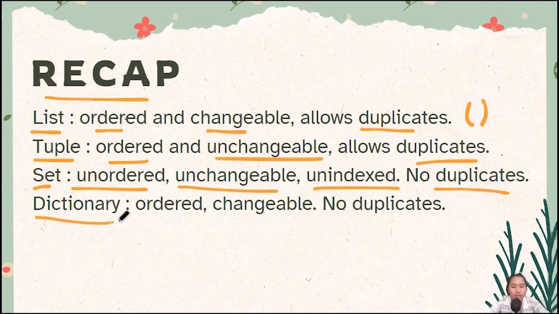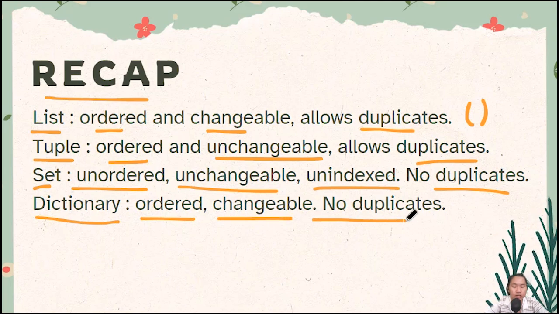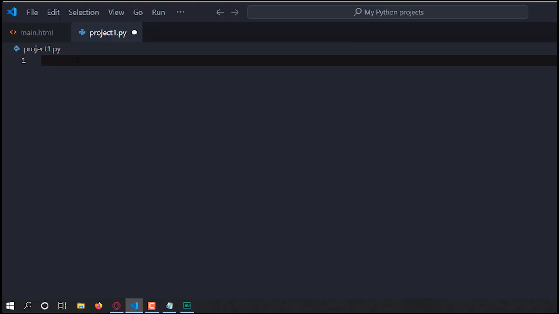Next up with dictionary, which is the one that we're learning right now, it is unordered, it is changeable, and it does not allow for duplicates. All right, now let's start off with a new dictionary, okay?